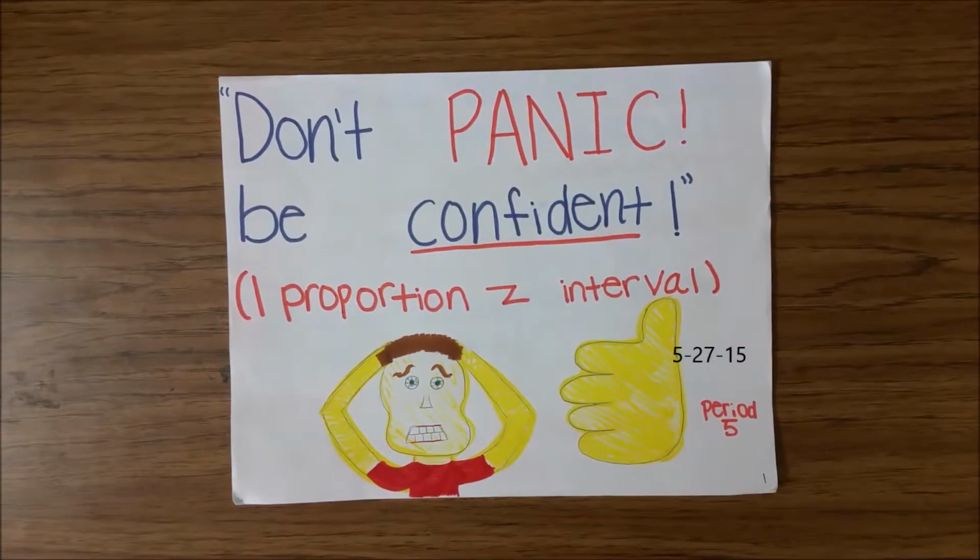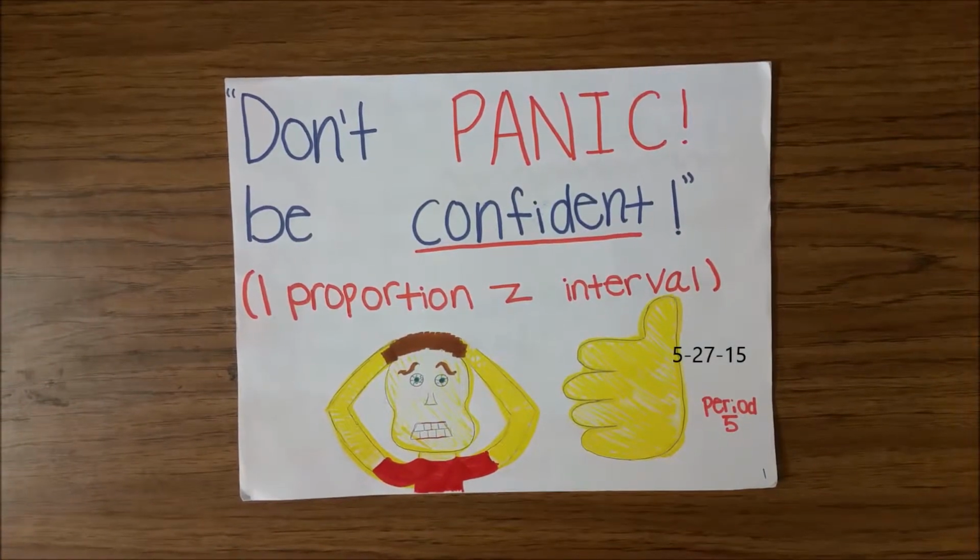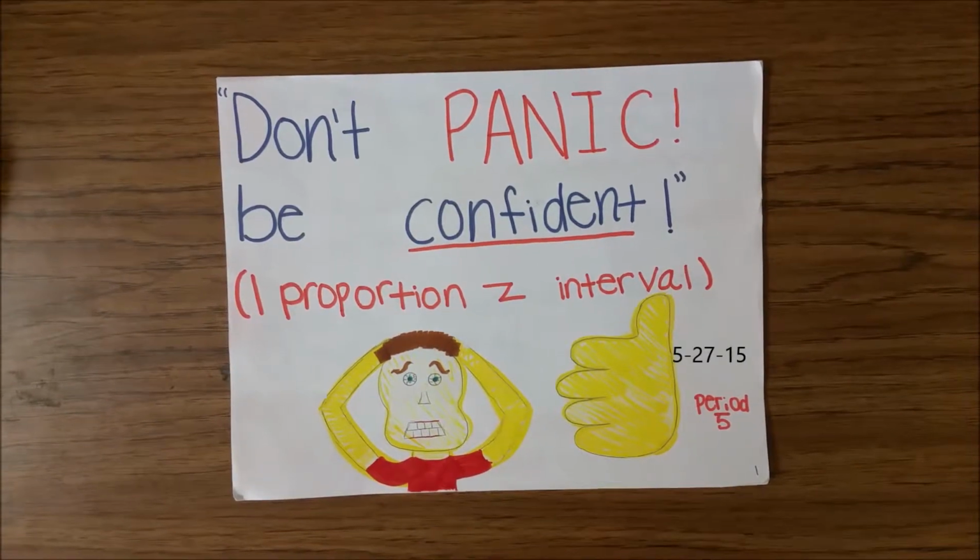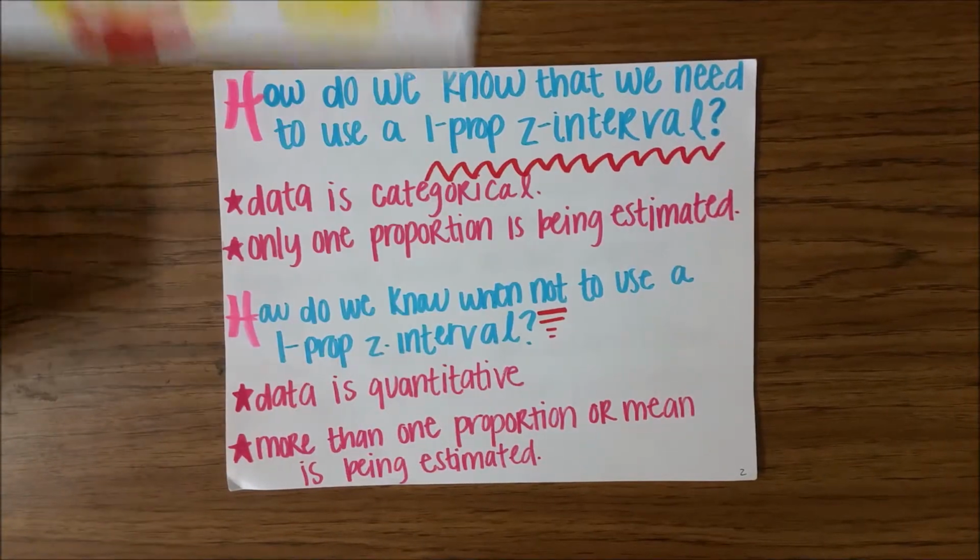1 proportion Z interval. A fun mnemonic we know to help us remember all 5 steps of the 1 proportion Z interval is PANIC: Don't panic, be confident.